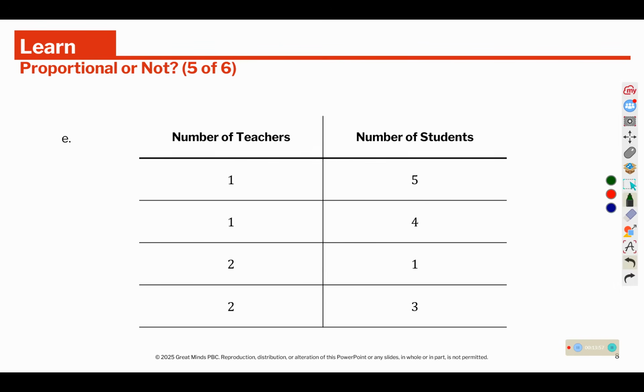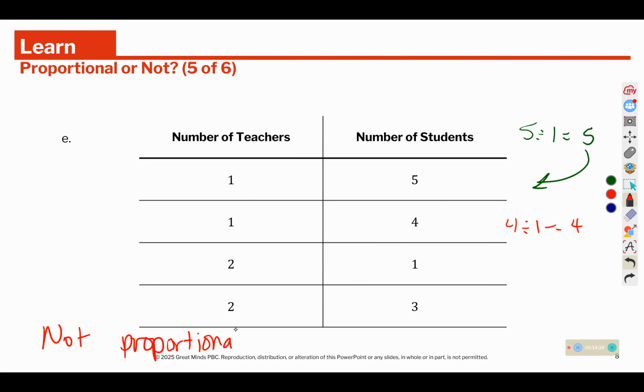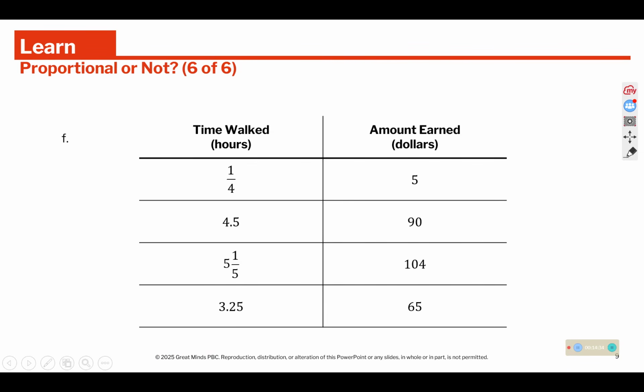With this one, if we divide the students by the teachers, 5 divided by 1 is 5 for this first row. But then the next one is 4 divided by 1, which is 4. So this one is not proportional. And these also do not have the same unit rates. One divided by 2 would be a half. 3 divided by 2 is 1 1/2. So none of the rows have the same unit rate. We can look at these fractions.